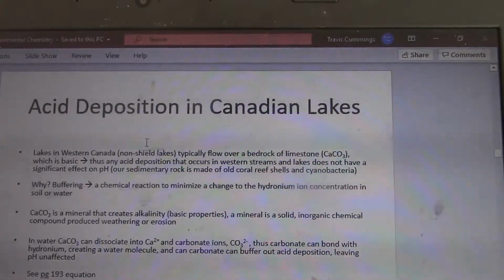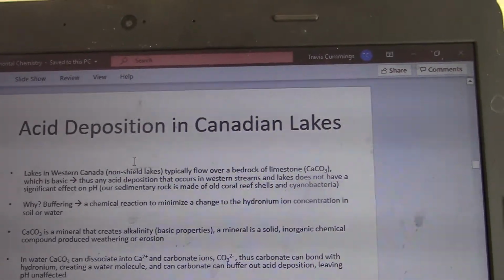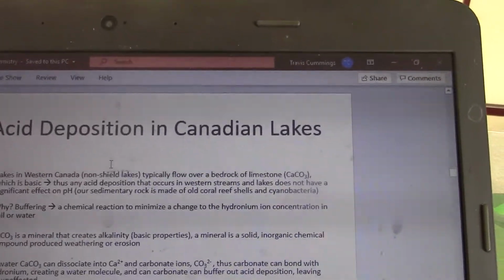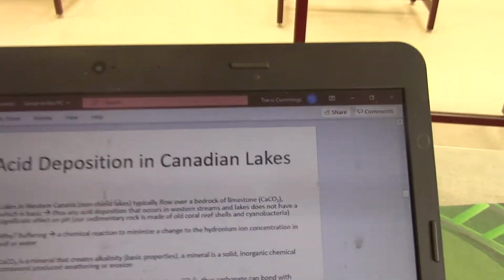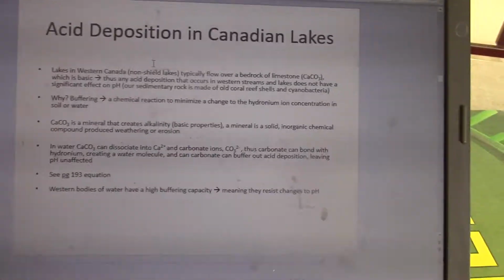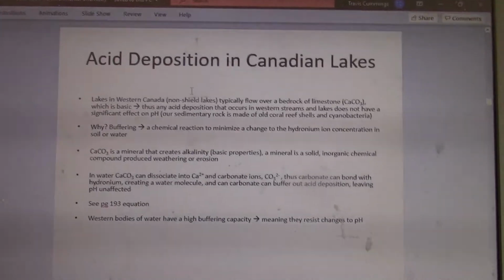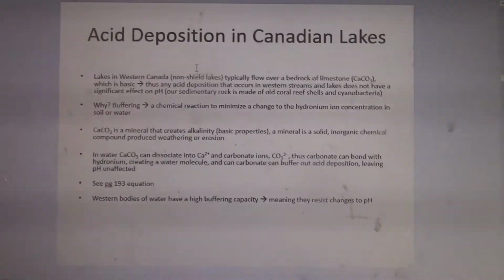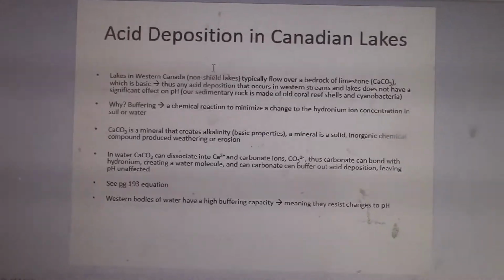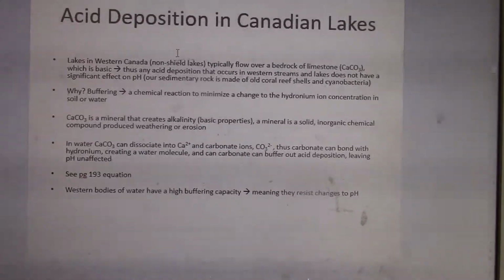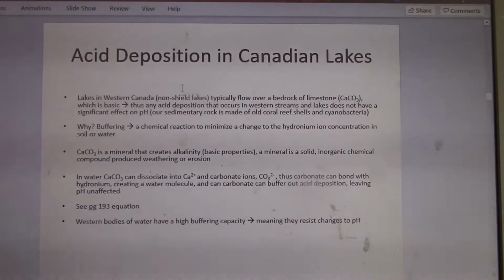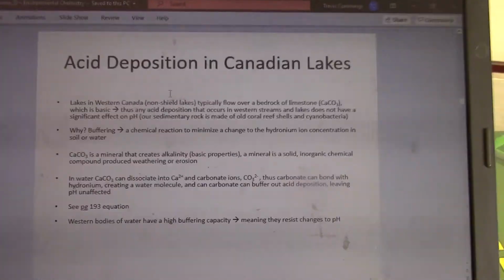Okay, so when you look at acid deposition in Canadian lakes, we have to look at a map of Canada. Nationwide, Canada is covered in mostly Canadian shield, and it's actually a really old stratovolcano, and most of our bedrock in Canada is granite bedrock, and that doesn't have any buffering capacity, so it doesn't have any way to resist pH change if acid rain falls.